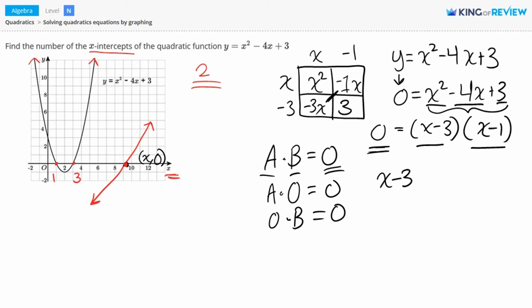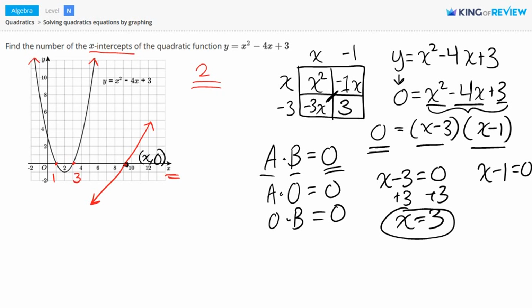Let's set x minus 3 equal to 0, and let's set x minus 1 equal to 0. Solving for x, we'll add 3 on both sides. This gives us x equals 3. So one of our x-intercepts is x equals 3. And for this other term, I'll add 1 on both sides, and I get x equals 1. So x equals 1 is the other x-intercept, and that's what we found here from the graph. So we have a total of 2 x-intercepts.